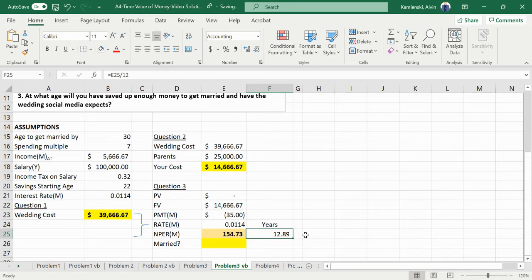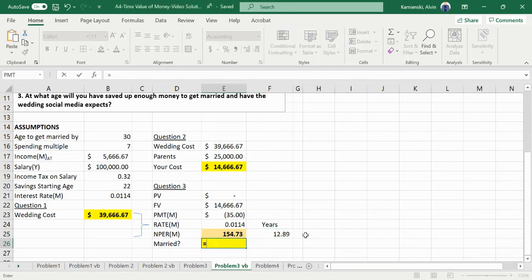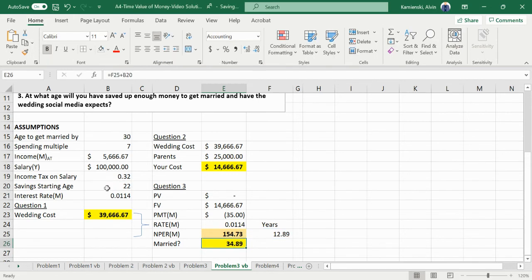it looks like you're going to be 12.9 years older than you are now. And right now it said that you're 22 years old. So it looks like you're going to be almost 35 by the time you get married, if you're committed to that savings plan.